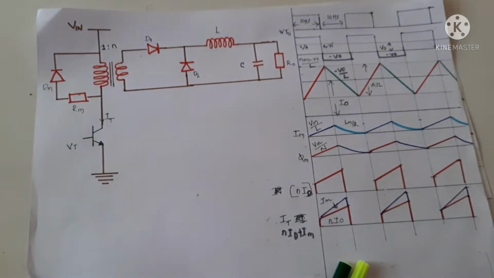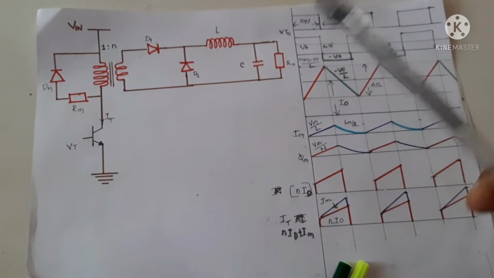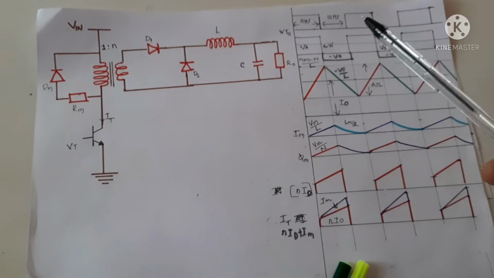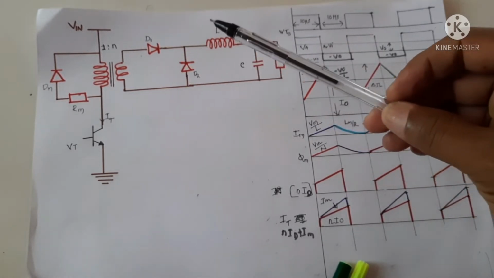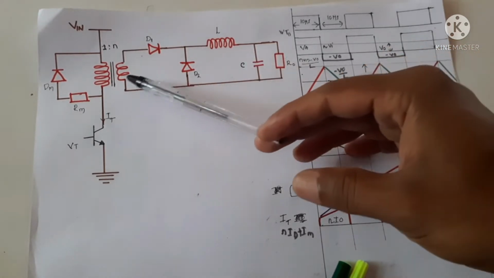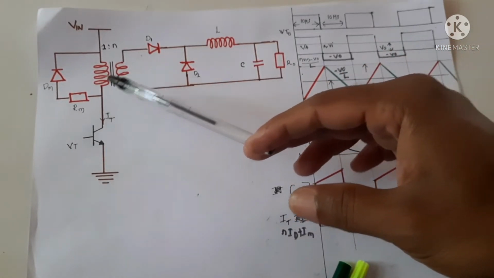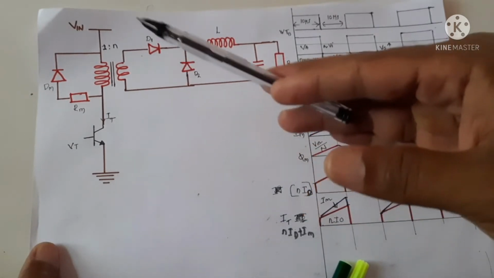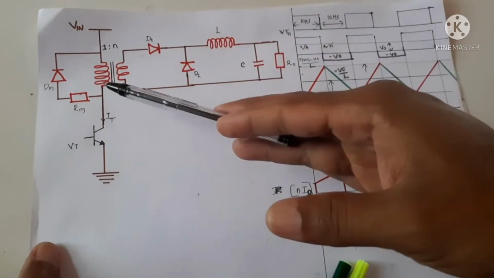Hello and welcome. Today we are going to discuss a forward converter. Forward converters are used as switched mode power supplies. That means this is a kind of buck converter, but here we are providing isolation using a transformer. With a forward converter, we can also step up the output voltage.